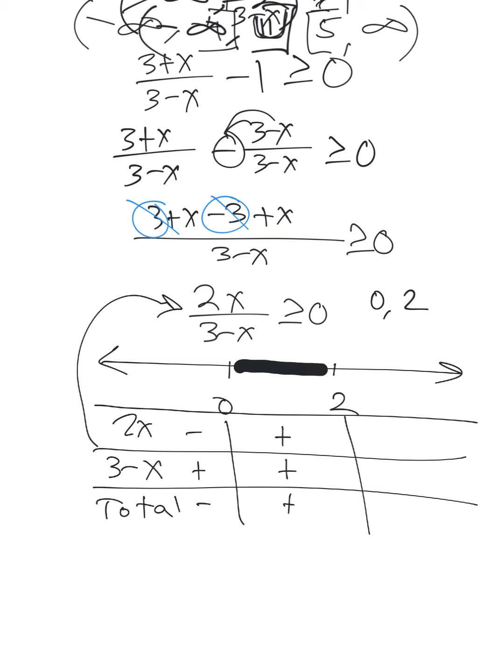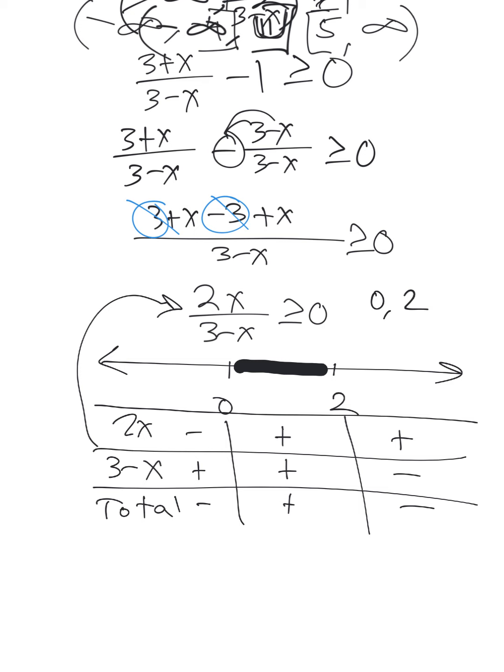A number bigger than 2. 4. What's 2 times 4? Positive. And 3 minus 4? Negative 1. And a positive divided by a negative is a negative. We don't want those. Now I'm going to come back to whether or not these are open dots or closed dots.